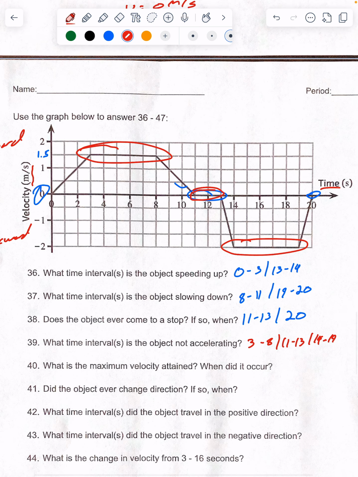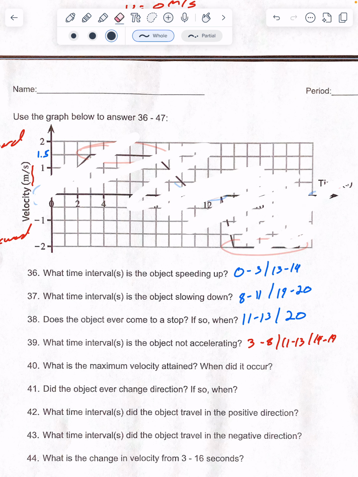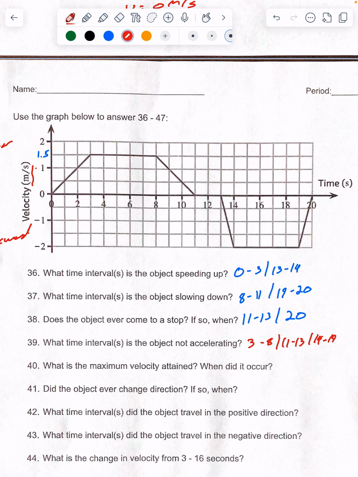Okay, what is the maximum velocity attained and when did it occur? So let me clear it up again. For maximum velocity, all you've got to do is look at the left side, the y-axis. When are we going the fastest? I'm going to look at both top and bottom and see what their values are. If I look right here, my max velocity is 1.5. That's as high as I got going forward. And if I look here, this is as low as I got going backwards. It's -2. So when was I going the fastest? When I was going -2.